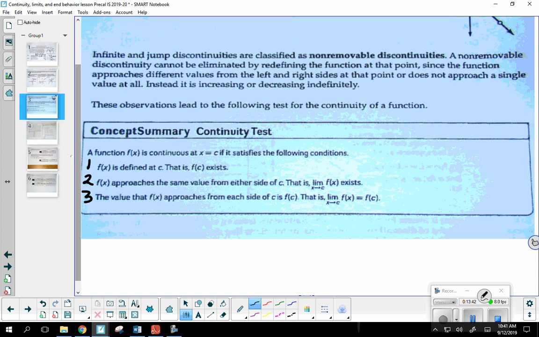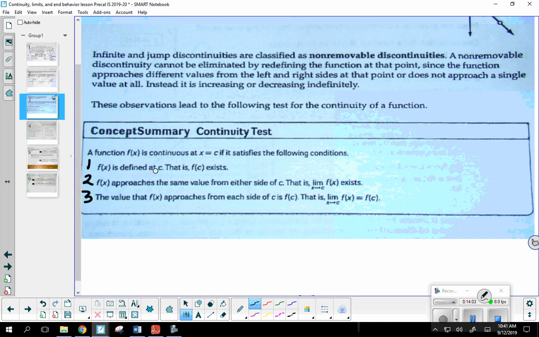How would I go ahead and determine if something is continuous at a particular value? I'm glad you asked. We're going to look at the continuity test. Now, there are 3 steps. They're laid out for you, very easy. A function f of x is continuous at some value c, x equals c, if it satisfies the following conditions.